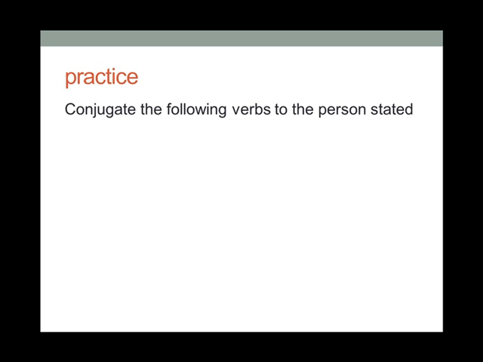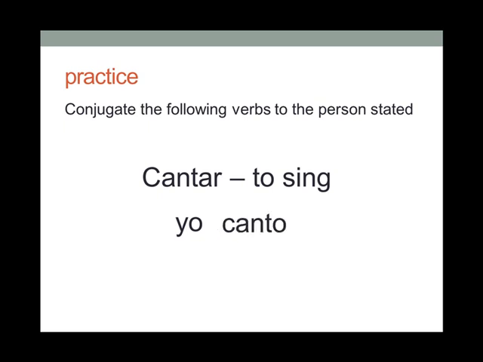I know this is a little confusing, so let's try to put this into action and practice a little bit. I'm going to give you a series of verbs. I'll tell you a person that you need to conjugate it for, the person doing the action, and then we'll check our work. So here we go. Cantar, to sing, conjugated for yo. So I want to say I sing. Yo canto.